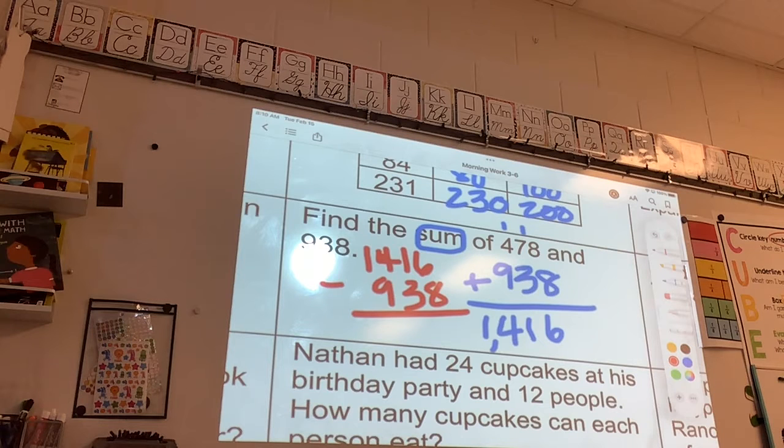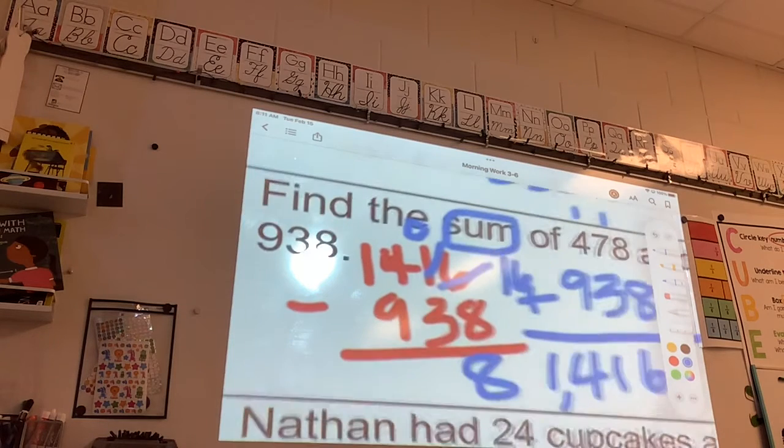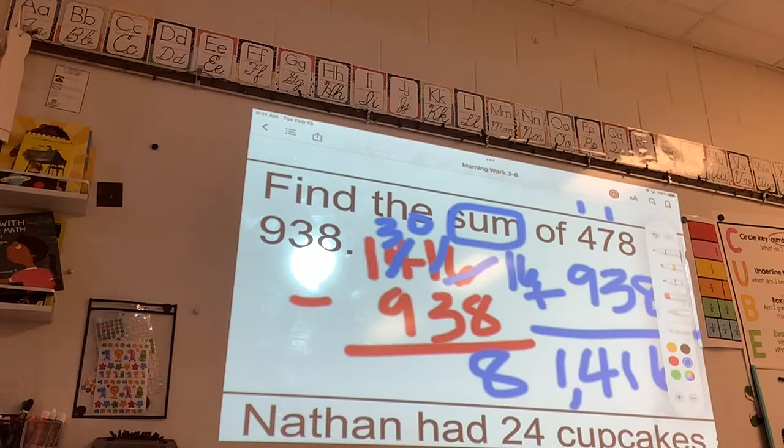All right, 6 minus 8. We cannot do that, so we're gonna go next door, take from the 1, make it a 0. 6 becomes 16 minus 8 is 8. Can we do 0 minus 3? No. We cannot. So we go to the 4, make that a 3. And this becomes 10. Whatever paper is crinkling, I need that to be put away, please. Thank you. 10 minus 3 is 7.